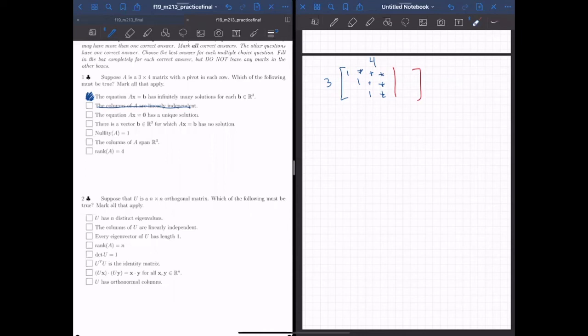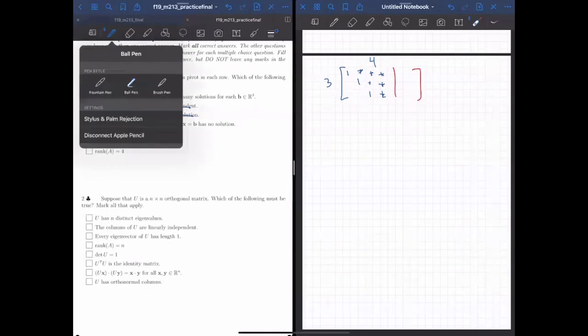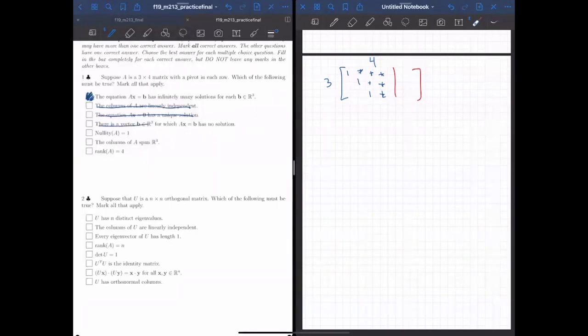The equation AX equals 0 has a unique solution. Thumbs down, this is the same thing as the previous one. We don't have a pivot in every column, therefore we have free variables, and so we're going to get infinitely many solutions. There is a B vector in R3 for which AX equals B has no solution. Again, because we have a pivot in every row, we're never going to get a bad row no matter what B vector we plug in. So that's also false.